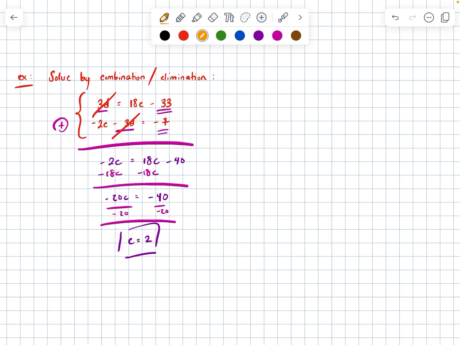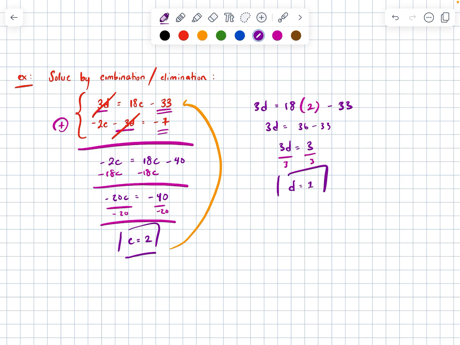Once again, I'm going to take my value of c and substitute it into one of my two equations. Here I'm going to pick the one on top, but it doesn't really matter. So I know that 3d is equal to 18c. c is equal to 2. So we're going to use substitution there to replace our c with a 2. 3d is equal to 18 times 2, which is 36, minus 33. 36 minus 33 is positive 3. Divide both sides of our equation by 3 to find that d equals 1.